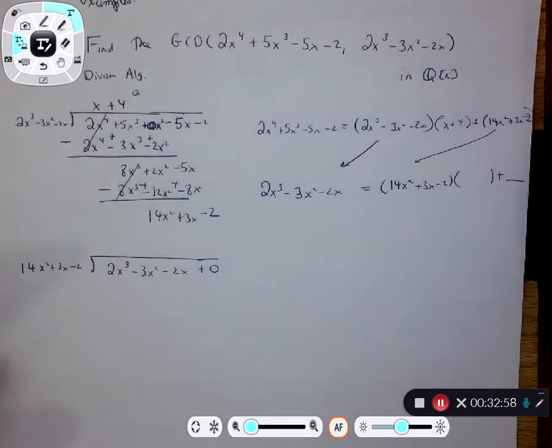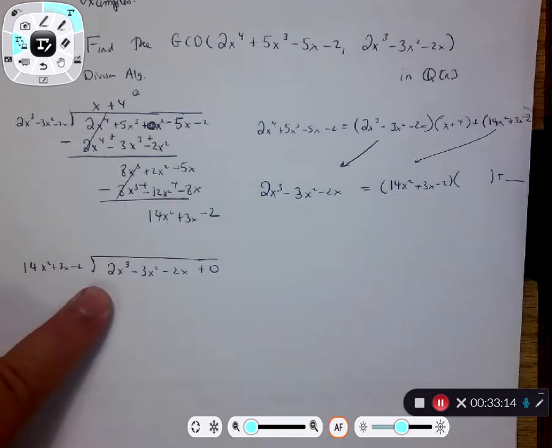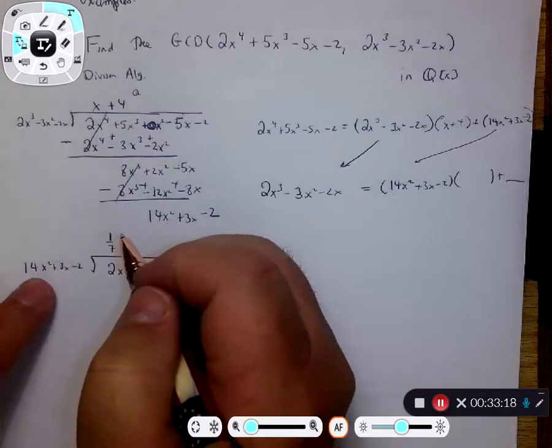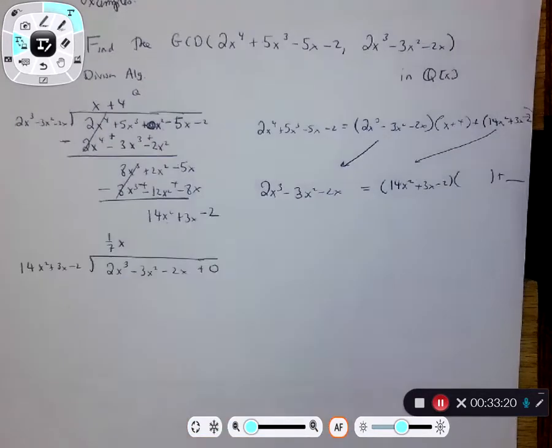So let's play this game. But now look at my numbers. 14x squared times what is equal to 2x cubed? Well, this is when, obviously, fractions come in. To turn a 14 into a 2, I've got to divide by 7. So this will be 1/7. What times x squared is x cubed? That will be x.